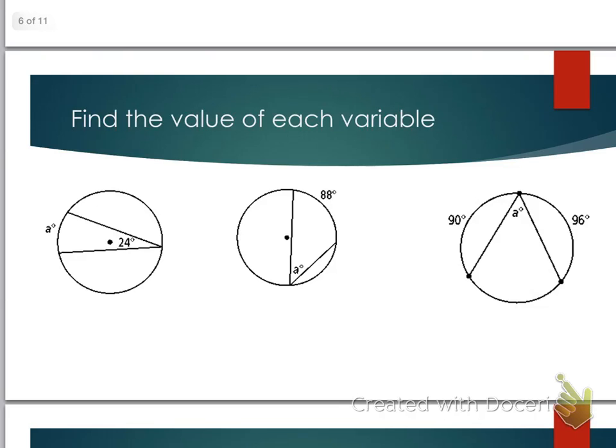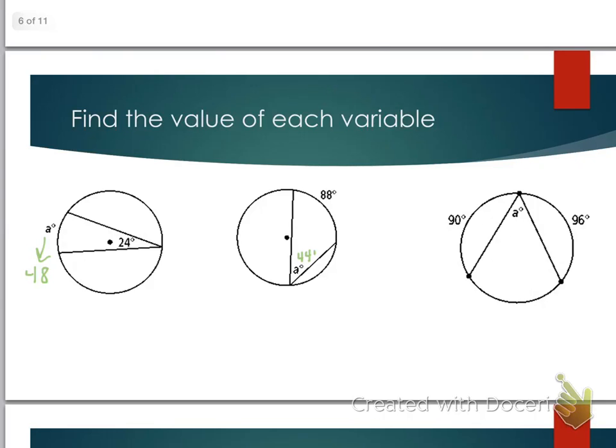So we're going to do some examples. Okay, so this angle should always be double what the inside is, or this one should always be half of what the arc is. So we're going to double it to get angle A. So angle A is going to be 48. Okay, this one we have to take half of 88 to get my inside one, so it's going to be 44.